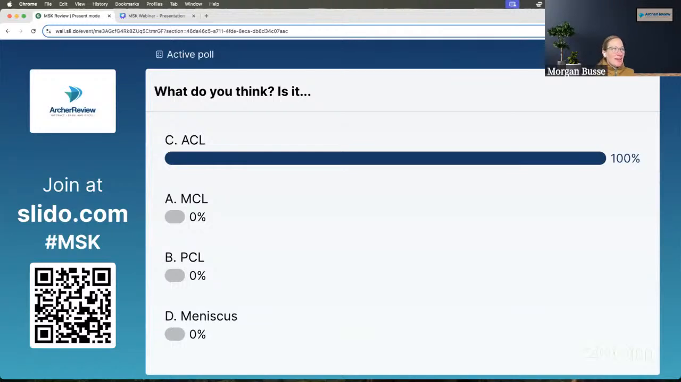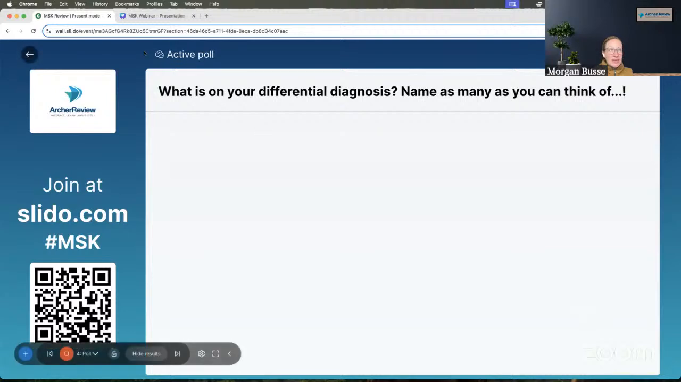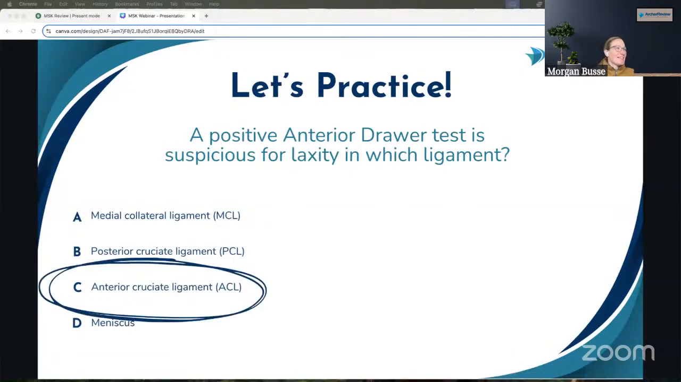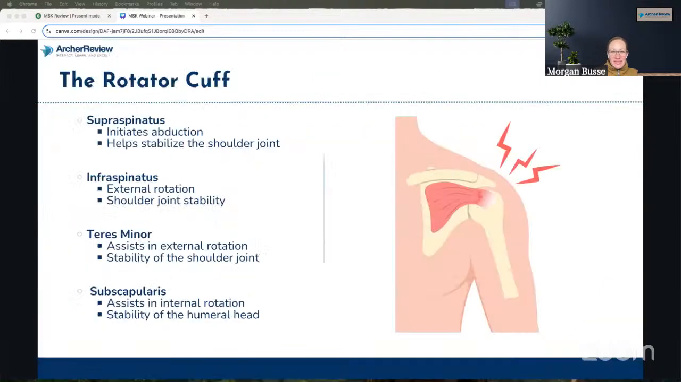Great, guys. Okay, it is the ACL. Remember, anterior drawer, ACL, that's how to remember it. Anterior, anterior, right? We're pulling on that. We're looking for that clunk as we pull on the tibia. Really good. And yes, it is the anterior cruciate ligament. Any questions with that, you can put them in the chat with Rachel. She'll help you. Next, we're going to move to our shoulder.